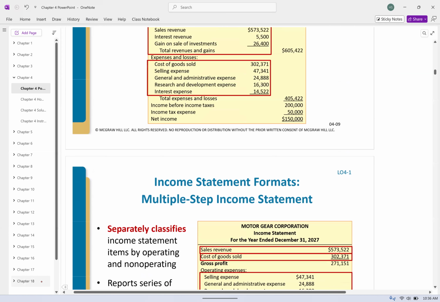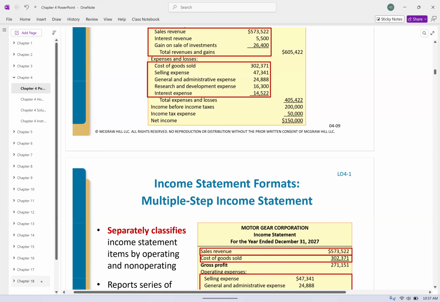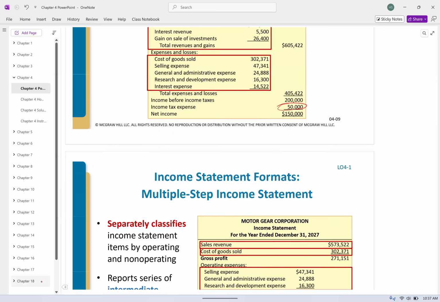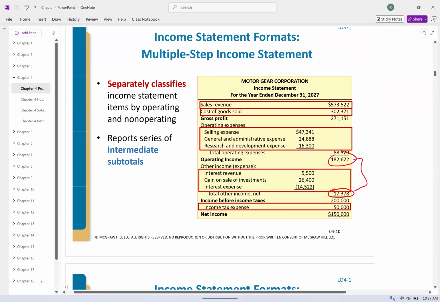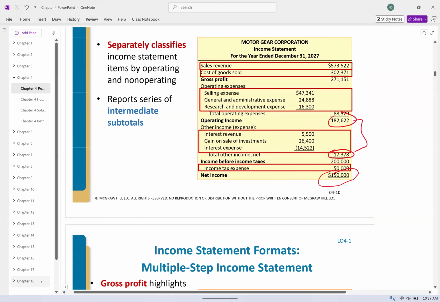Notice our tax expense was just thrown. Oh no, they actually separated it out. But like this number that we got, income before income taxes, we don't really have these intermediate breakdowns. Notice we got the exact same net income as we did on the first one.